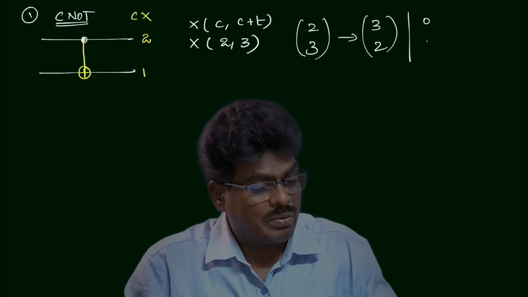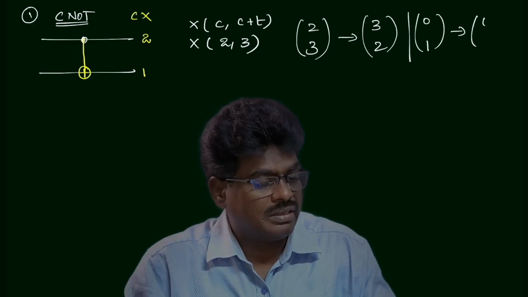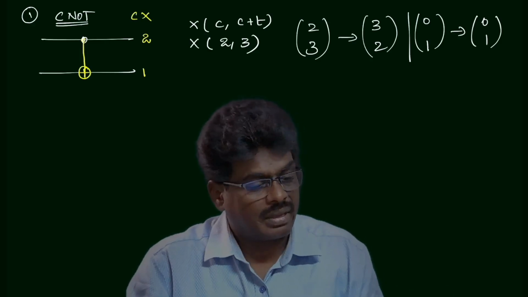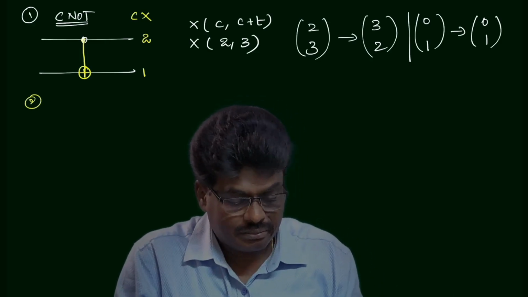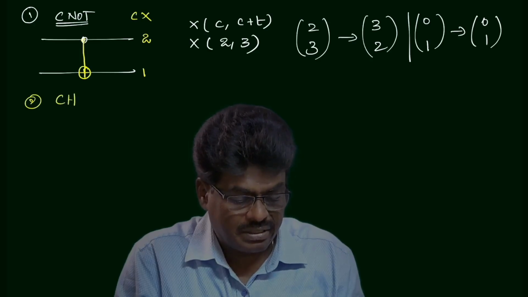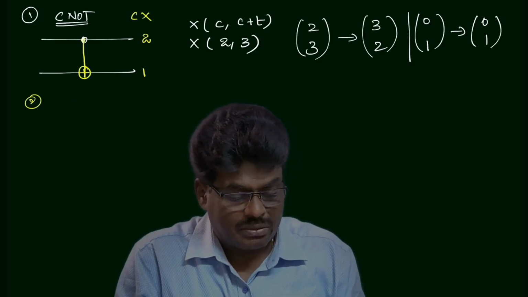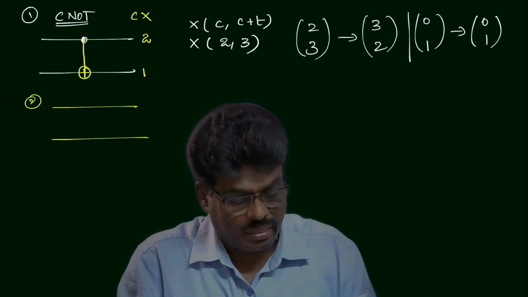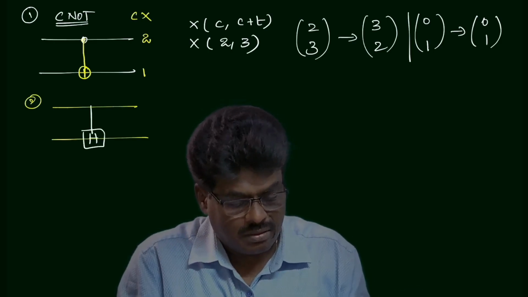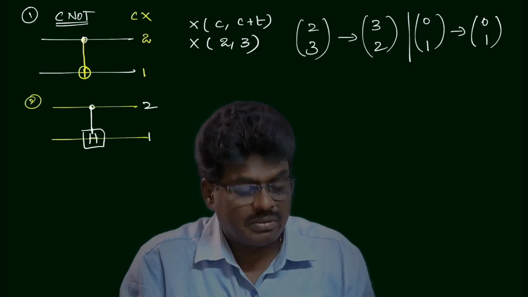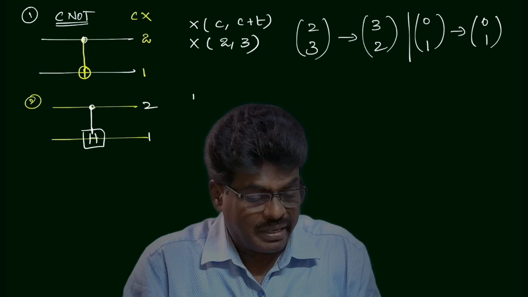And what about 0 1? No change in this 0 1. Let me take one more example. So I'm taking a CH, control H. Okay, so this is 1 and 2. Okay, so our unitary operator is a H here.